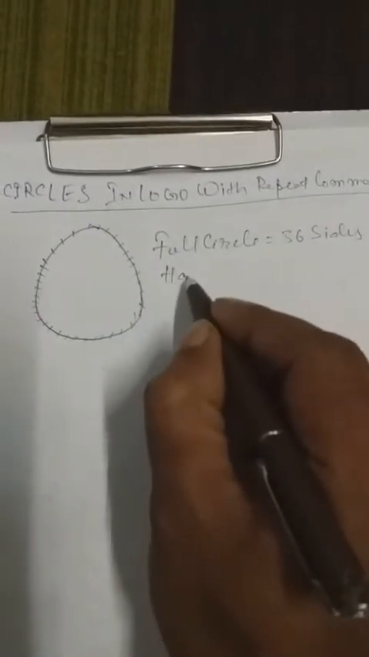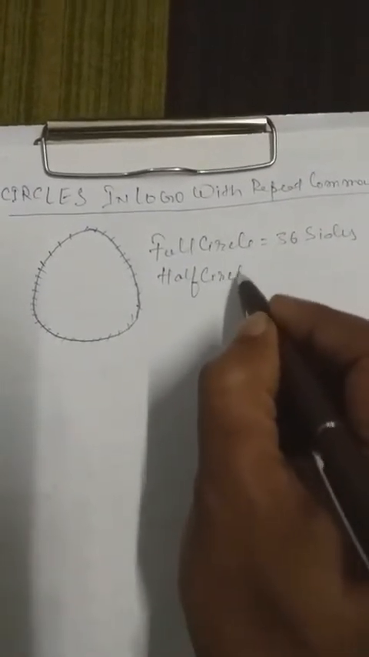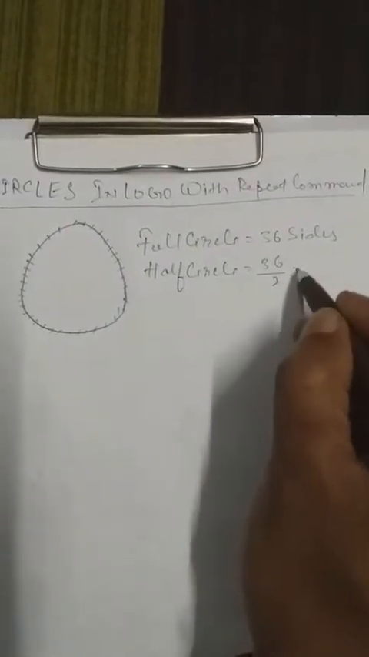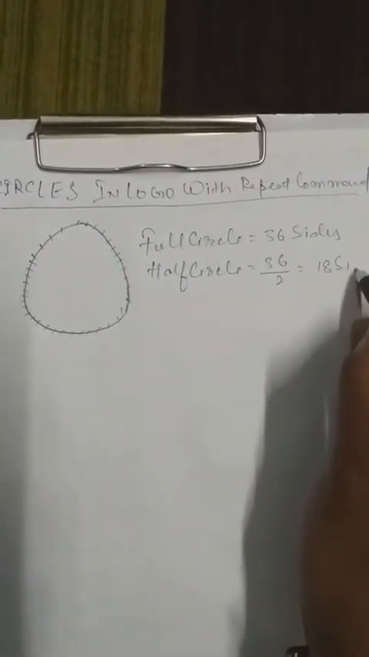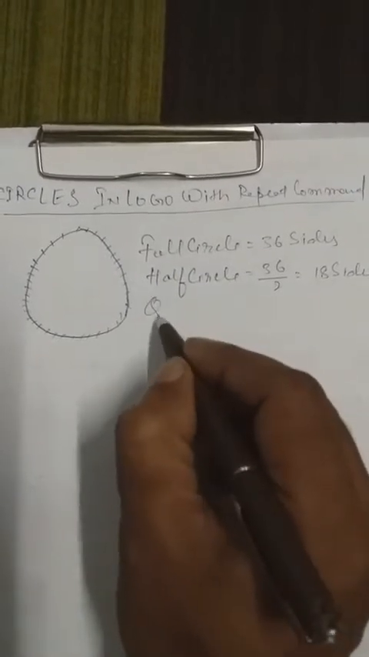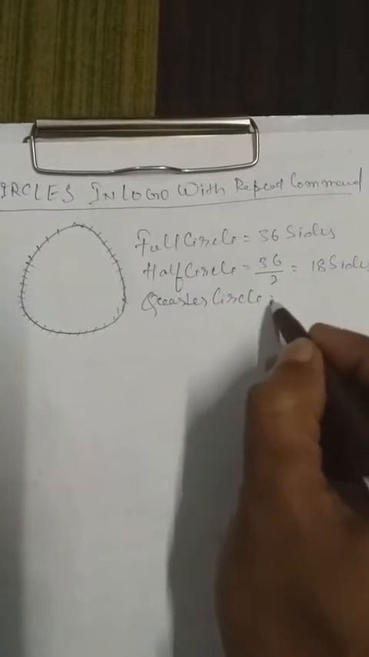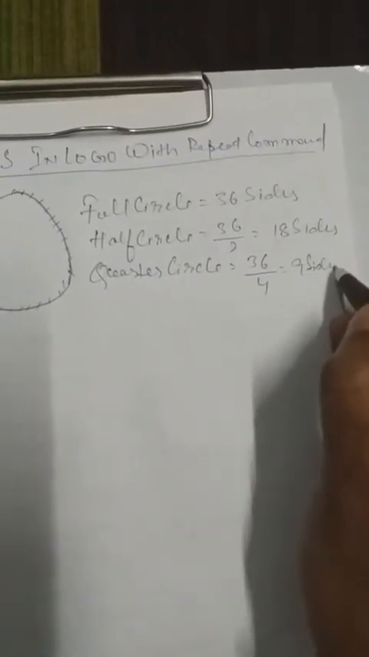So in half circle there will be 36 by 2 equal to 18 sides. And in quarter circle, 36 divided by 4. Quarter means anything divided by 4. Means there are 9 sides in quarter circle.